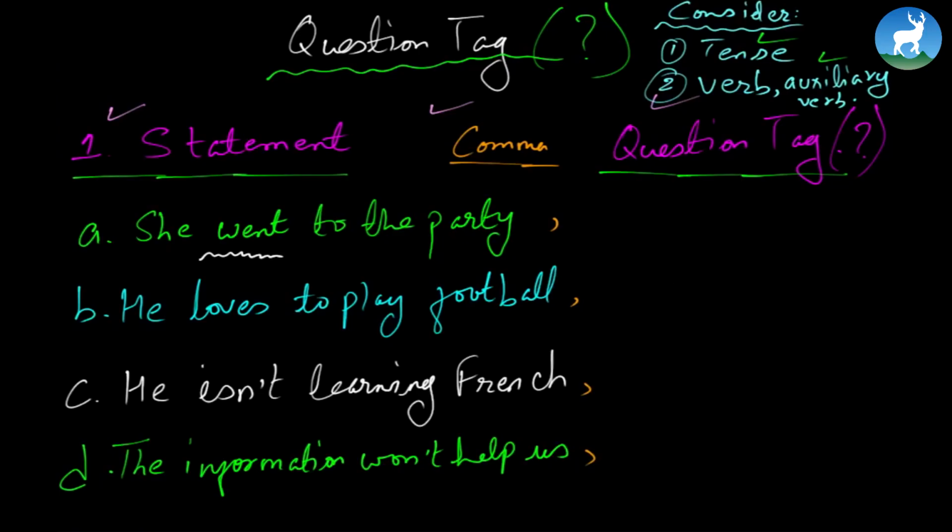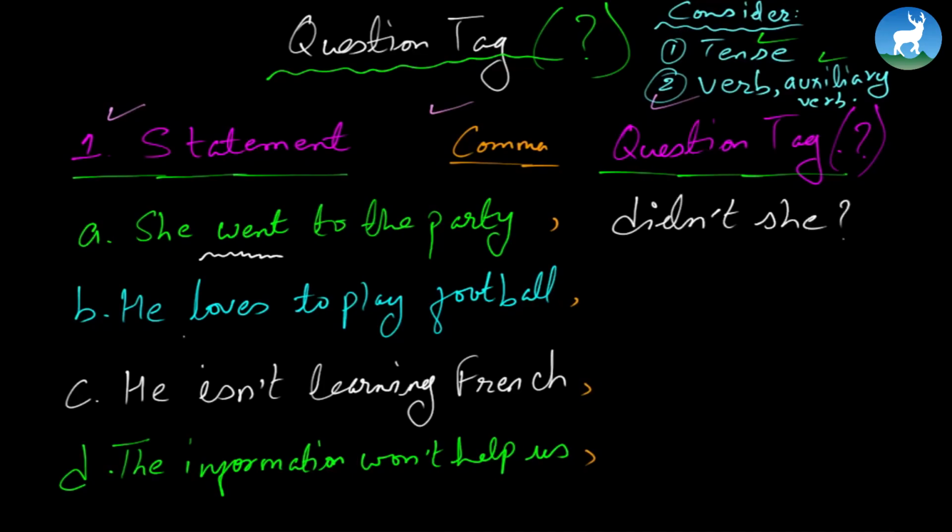Now let's look at the previous example. Can you figure it out yourself? Maybe I'll give you 2 minutes to figure it out yourself. She went to the party. Simple past. Look at that. What do you think? This is a positive statement. It must have a negative question tag. That's why: she went to the party, didn't she?